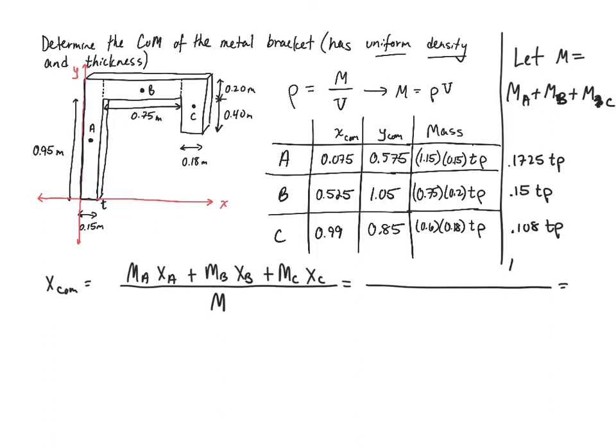I'll put it up here. 0.4305. And that's the total mass, again, times the thickness times the density, right? So that's my point I'm trying to make here, actually. All of these masses are multiplied by thickness and density.